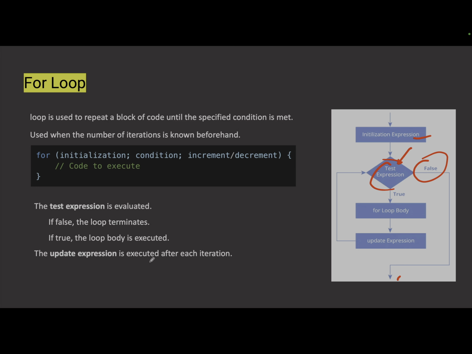The update expression is executed after each iteration. So after each iteration, the expression is updated and again the loop is executed. So steps 1 and 2 repeat until the test expression becomes false. When the condition is false, it will just leave the loop and continue its operation. So this is how a for loop actually works.